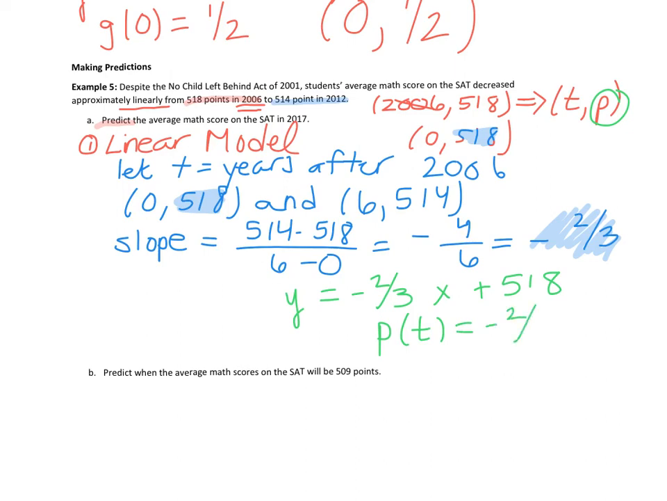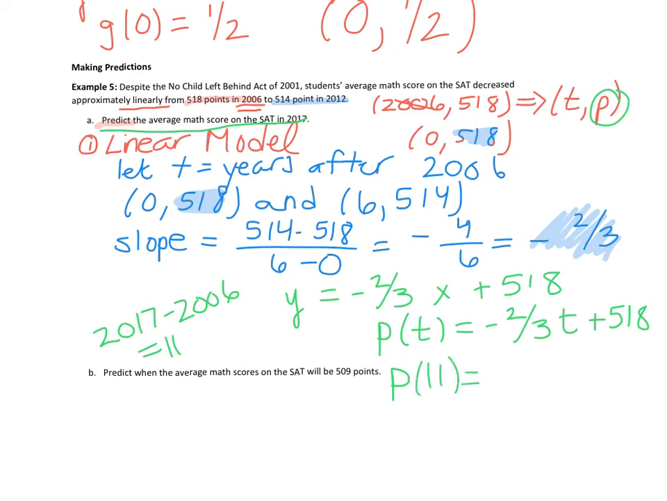All right, but instead of x, let's write t. And then what are we doing with this? Go back to part A. We're doing this: predict the average math score in 2017. So what do we have to plug in? How many years after 2006 is 2017? Well, 2017 minus 2006, you can also count on your fingers, is 11. So it's 11 years after. So let's plug in 11.